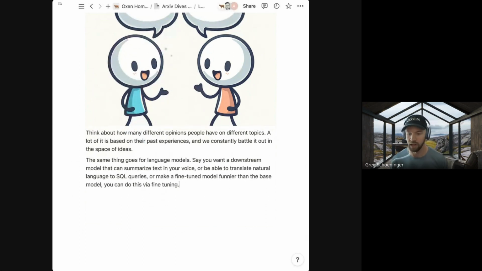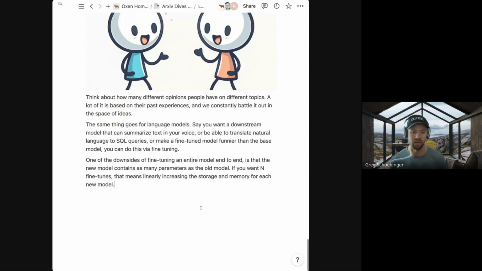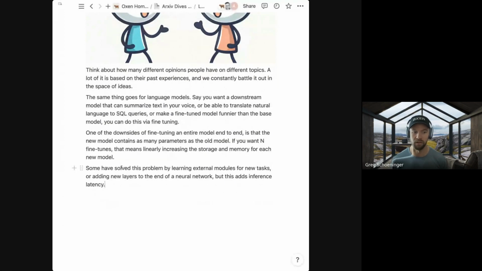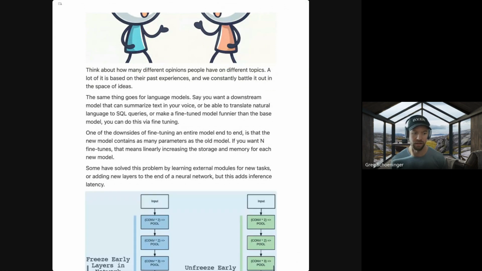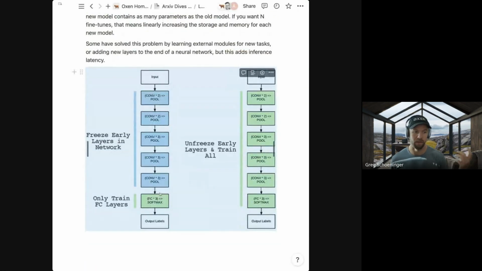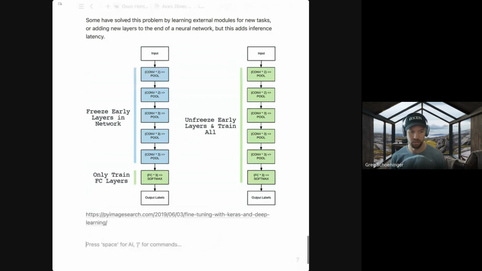So I talked about the natural language to SQL, the summarizing text in your own voice. We talked about the downsides of end-to-end fine-tuning, which means you're linearly increasing the storage and memory of each new model. Then, to your point, people have solved this problem by adding external layers and freezing the layers below, or freezing these layers and just fine-tuning this layer. They feel like, one, adding the layers at the end makes just another step in the process. And two, being able to apply these LoRA layers anywhere within the model has its advantages as well. So that's just that tutorial.